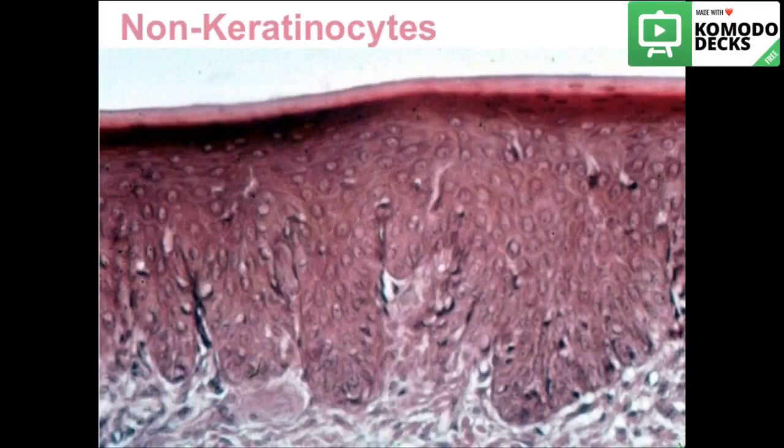The non-keratinocytes are cells which compose only 10% of the epithelium. They are uniquely clear cells under the microscope, as you can see here. All cells that are clear can be non-keratinocytes.